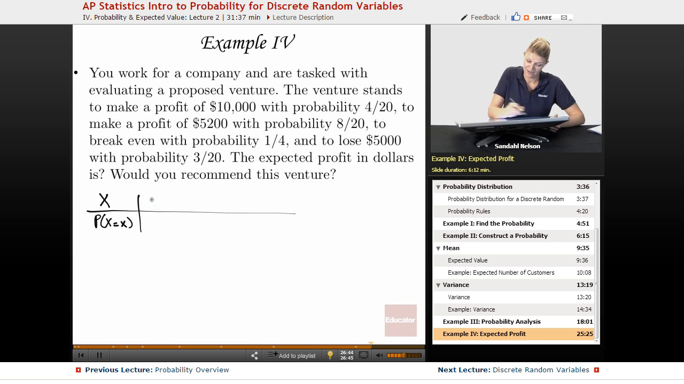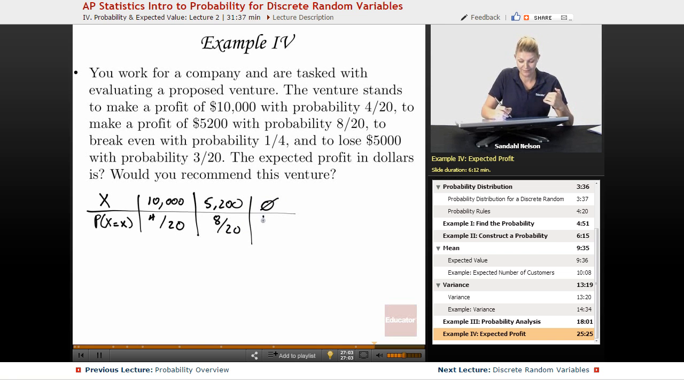Okay, so the first option is that you make $10,000. And they said the probability was 4 out of 20. The other is that you make 5,200, and they said that was 8 out of 20. The next is that you break even, which means you make 0, and that's 1 out of 4. And then the next is that you lose 5,000, so negative 5,000, and that's 3 out of 20.